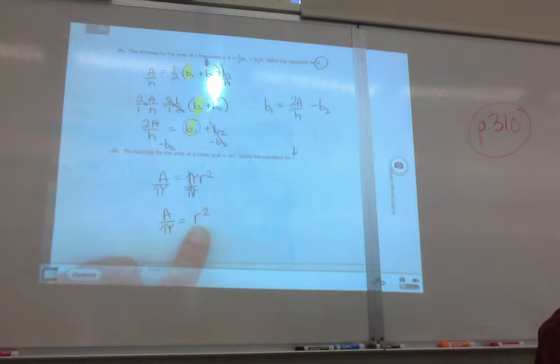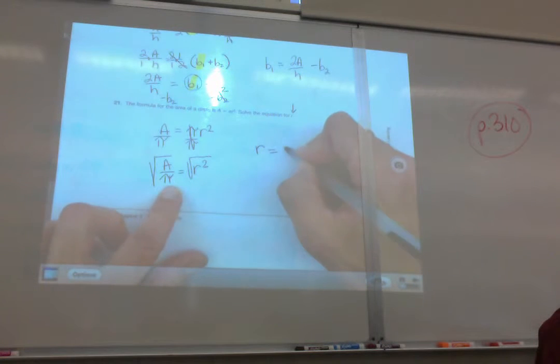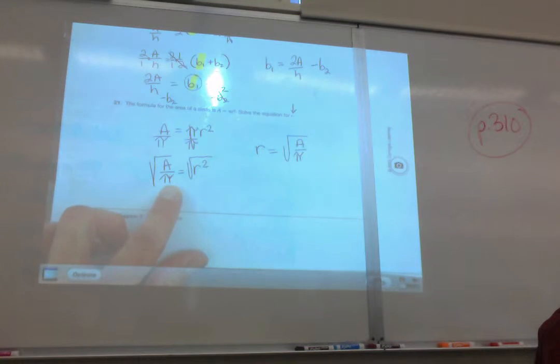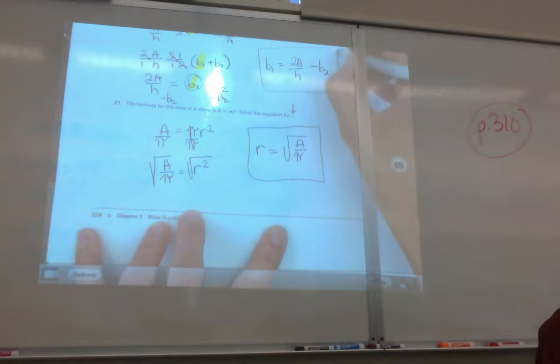Who knows how to get an r, undo a square? What's square root? The opposite or reverse of squaring something is take a square root of it. You have to do that on both sides of the equation. That's going to give you a single r, no longer squared, equals this whole thing, you're just going to leave it as it is, a over pi inside of a square root. This is the answer here.